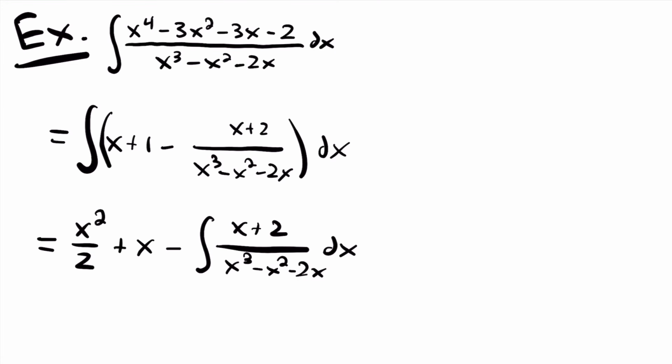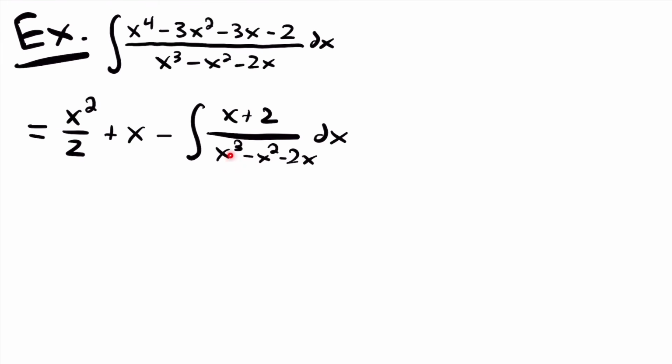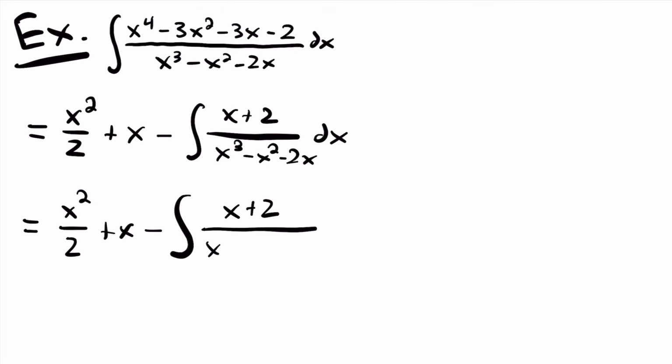Okay, and so now if I clean up my work, let's factor this denominator here. I see that each of these terms has a common factor of x, and so if I pull that x out, this will be equal to x squared divided by 2 plus x minus the integral of x plus 2 divided by x times x squared minus x minus 2 times dx.